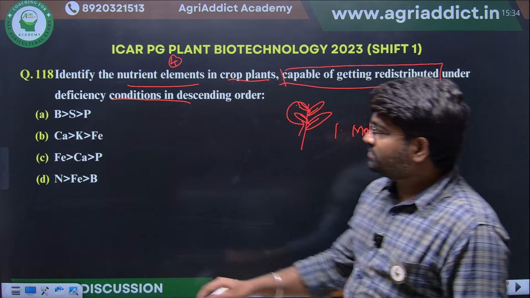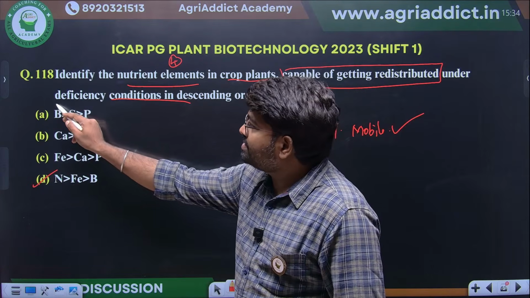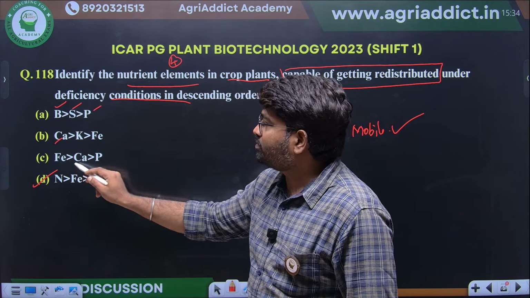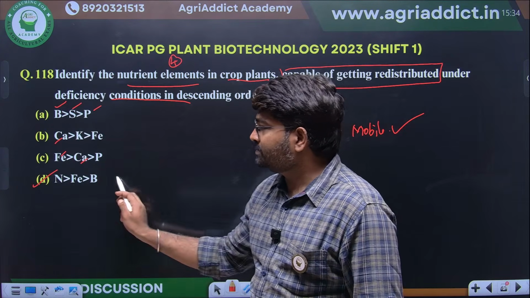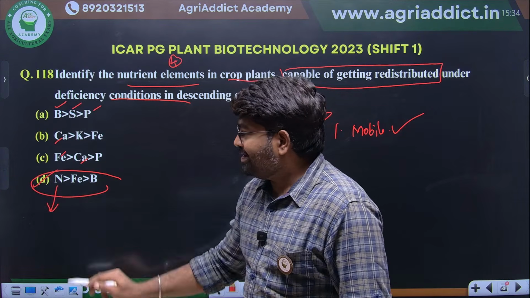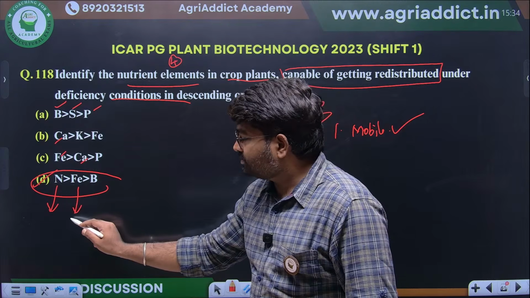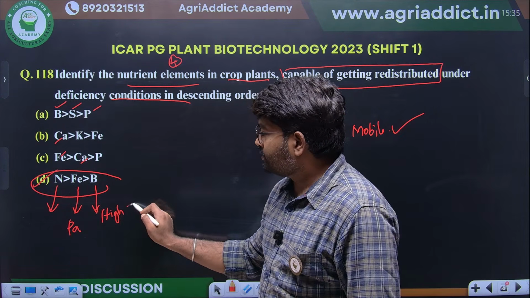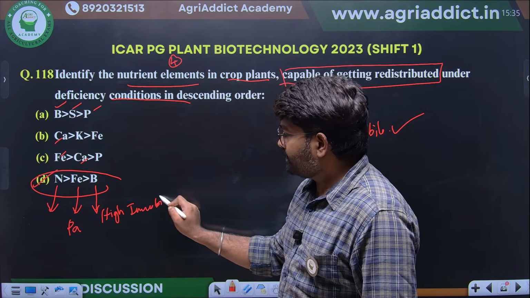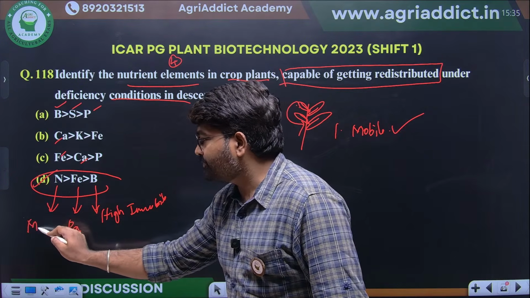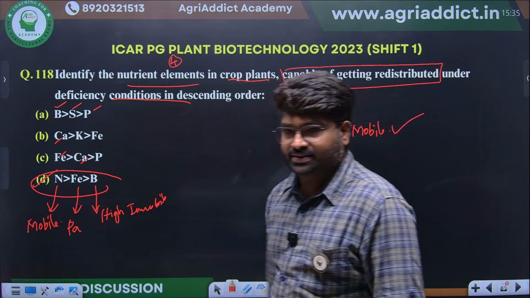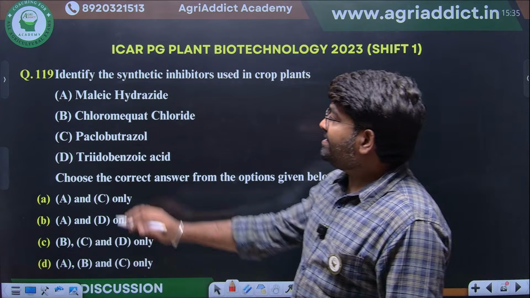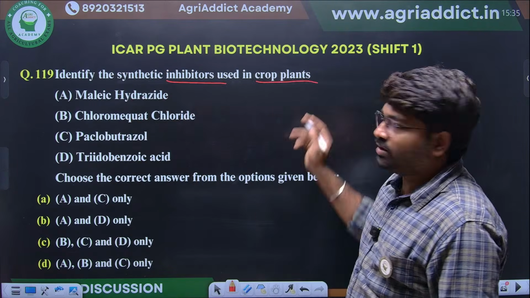Boron not mobile, sulfur not mobile, calcium not mobile, here also not mobile. So nitrogen is highly mobile, iron is partially mobile, boron is highly immobile. So this will be the right option. Clear? Yes, option D is the right option. Very good, Udaya.